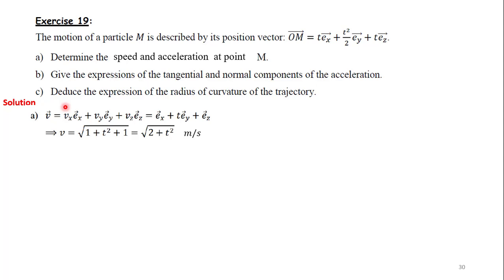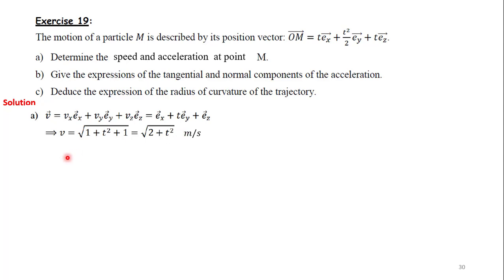So V can be written as Vx plus Vy plus Vz. It's equal to dOM over dt. So we need to derive this expression with respect to time, and this will give us ex plus 2t over 2 ey plus ez. And then we can find the magnitude of the velocity vector, which is equal to the radical of 1 squared plus t squared plus 1 squared, and this is equal to the radical of 2 plus t squared in meter per second.